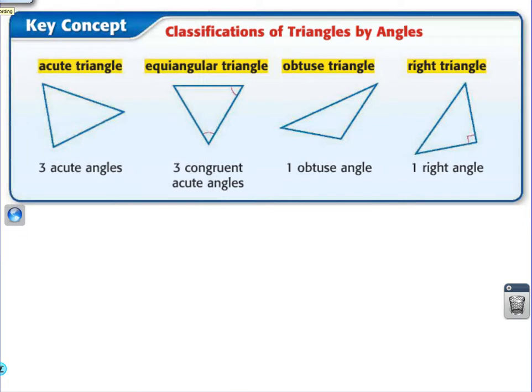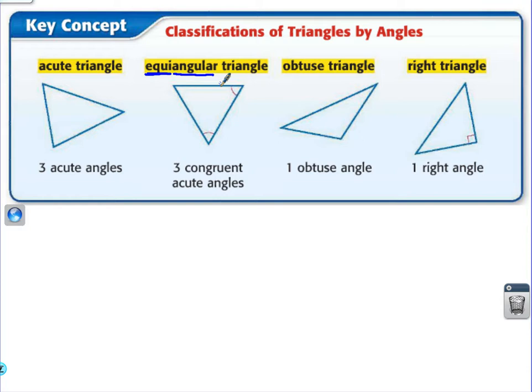Again, Chapter 4, triangles. We classify triangles according to their angles and according to their sides. There are 4 different types of triangles based on angles. A triangle that has 3 acute angles we refer to as an acute triangle. A triangle that has 3 equal angles. Notice the prefix equa, meaning equal. Angular, meaning angles. Okay. Anytime you have 3 equal angles, that is an equiangular triangle.